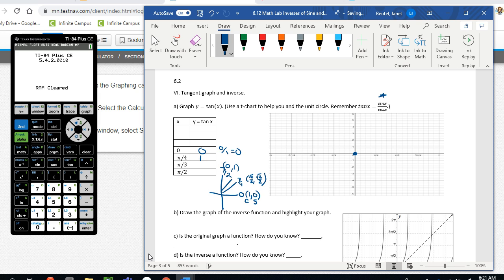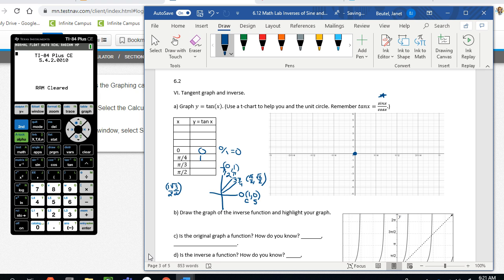Now, I know I skipped pi over 6. I get that. This is pi over 3, and I'm running out of room. So over here on the side, I'm going to tell you that is square root 3 over 2. Wait a minute, I'm thinking. It's 1/2, square root 3 over 2. That's what it is. I'm going to double check real quick.